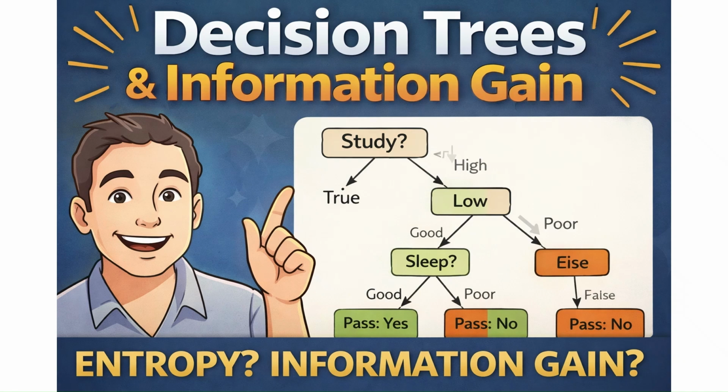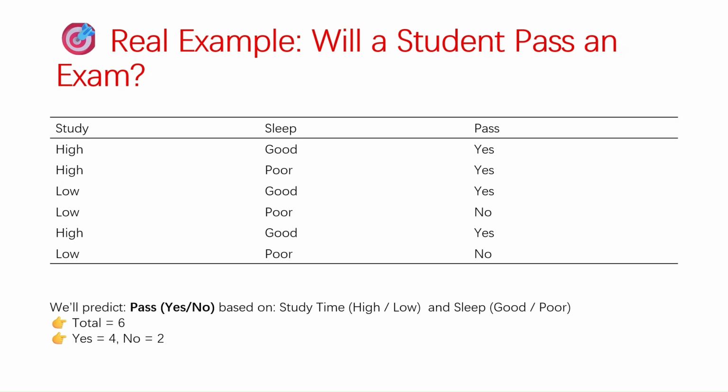In this video, we'll break down one of the most important ideas behind decision trees, entropy and information gain, using a clear, step-by-step example. Let's look at a simple but powerful example. We want to predict whether a student will pass an exam, yes or no, based on two features: how much they study and how well they sleep. In this dataset, we have 6 students, 4 passed and 2 failed. So the data is somewhat mixed, not completely clear yet.